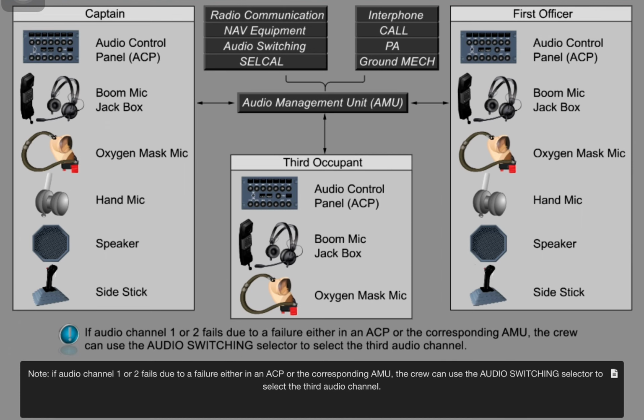Note, if audio channel 1 or 2 fails due to a failure either in the ACP or the corresponding AMU, the crew can use the audio switching selector to select the 3rd audio channel.